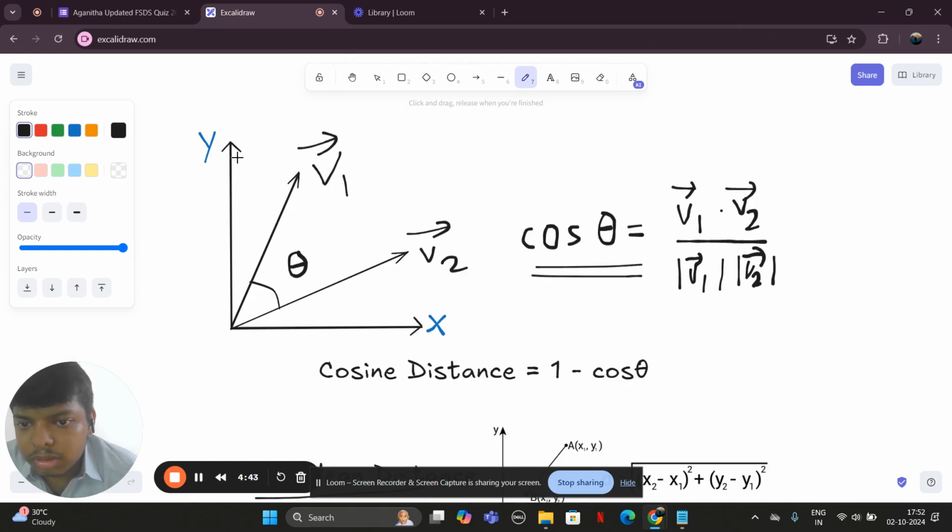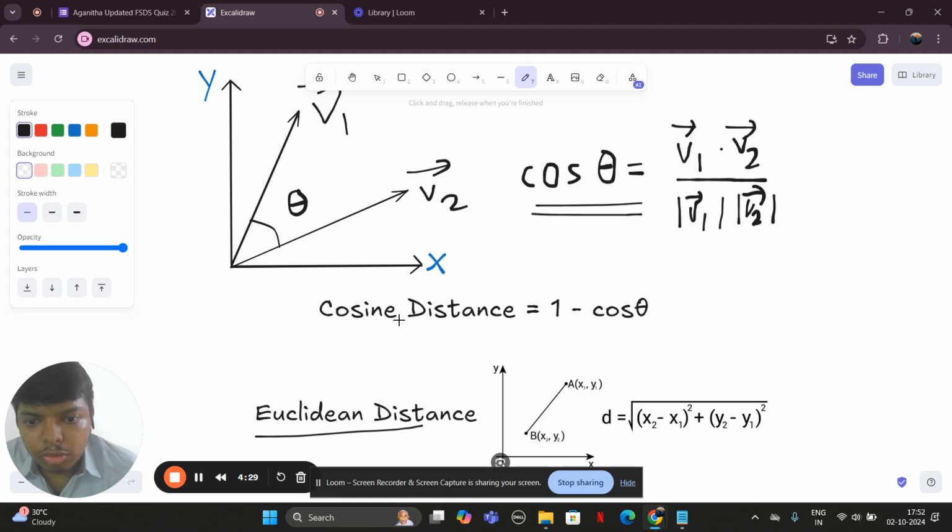So, suppose we have two vectors, v1 and v2, and the angle between them is theta. So, cos theta is equal to the dot product between the two vectors v1 and v2 divided by the magnitude of v1 multiplied by the magnitude of v2. So, cosine distance is given by 1 minus cos theta.